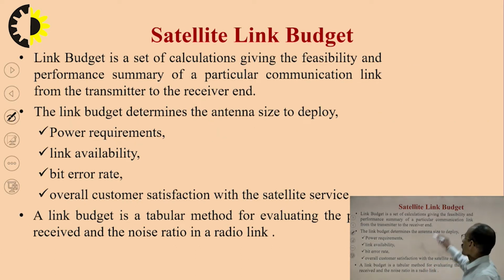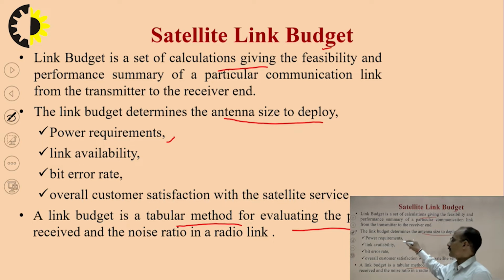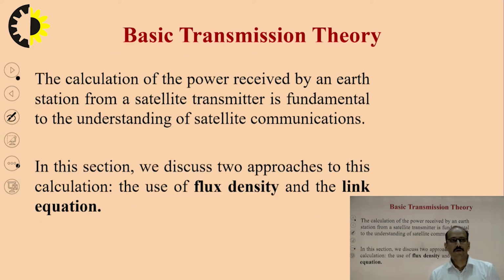Similarly, you are also talking about the satellite link budget. The link budget is basically a set of calculations, or a tabular method, for evaluating the received power and the noise ratio in a radio link, with the determination of points like antenna size, power requirement, link availability, bit error rate, or overall customer satisfaction with the satellite service. So by considering all these points, we discussed the basic concept of satellite link design. Now we are going towards the derivation part of it.